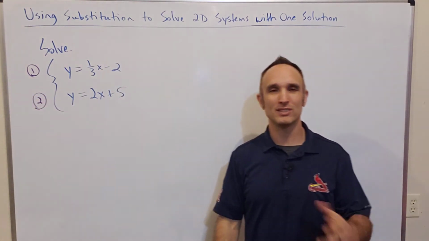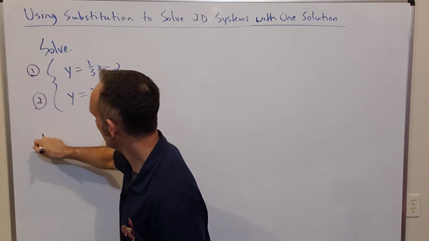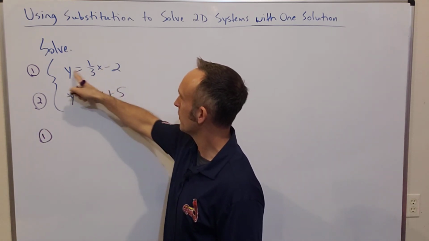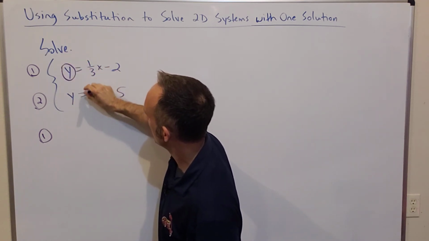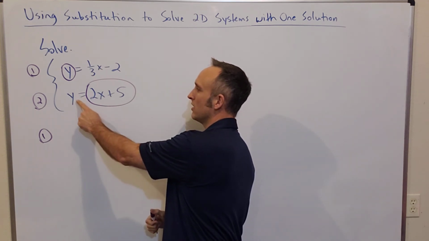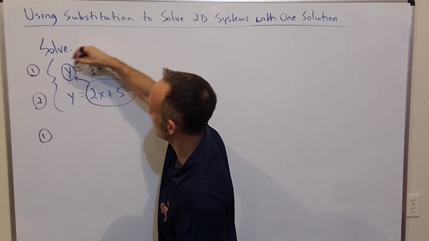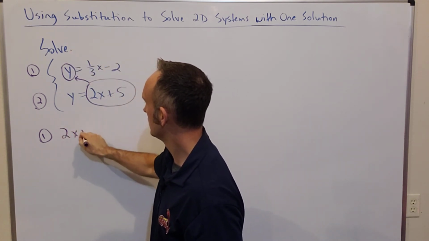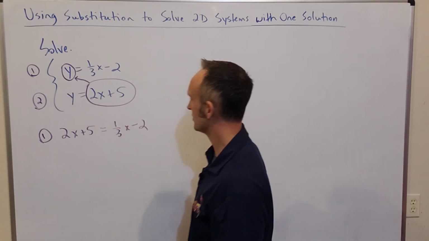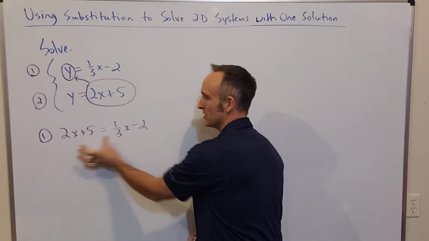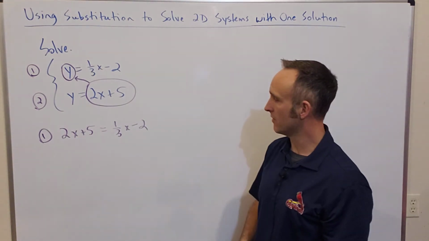So I've got two choices here. I know what y is in two different forms. So let's rewrite equation 1, but I'm going to replace this y with this. Because equation 2 tells us that y is 2x plus 5, that means I can call the y up here in equation 1 2x plus 5. So doing that, I get 2x plus 5 equals 1/3 x minus 2. And so now you can see when we do the substitution, the only variable that remains is x, and so we can get x by itself.